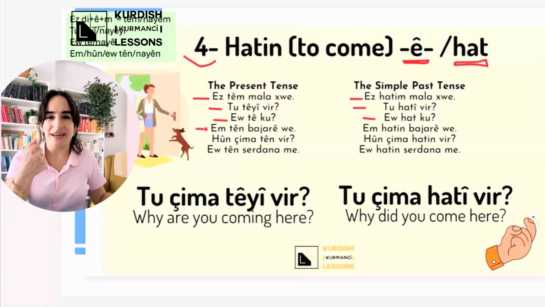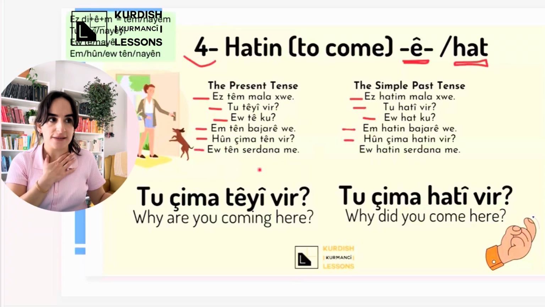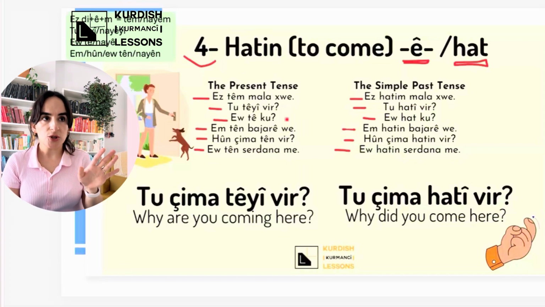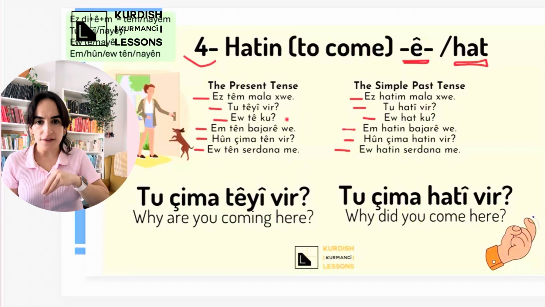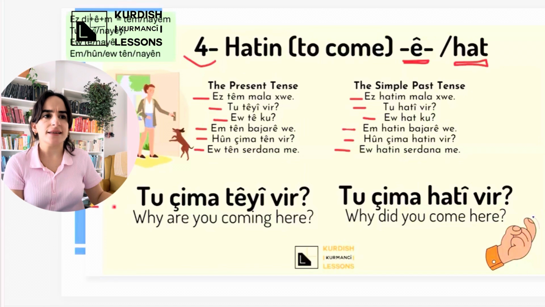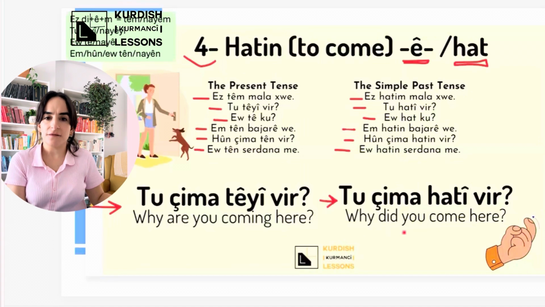Amten bajare wa, we are coming to your city. Am haten bajare wa. Hun chuma tenver, why are you coming here? Hun chuma hatenver. Auten sardanama, they are coming to visit us. Aw haten sardanama, they came to visit us. Here again, haten is like chun, destinations, like I'm coming here, I'm coming home, I'm coming to the office. These places are always at the end, okay? And here, tu chuma teyivir, why are you coming here? And the past tense, tu chuma hativir, why did you come here? Okay? So haten, don't forget.